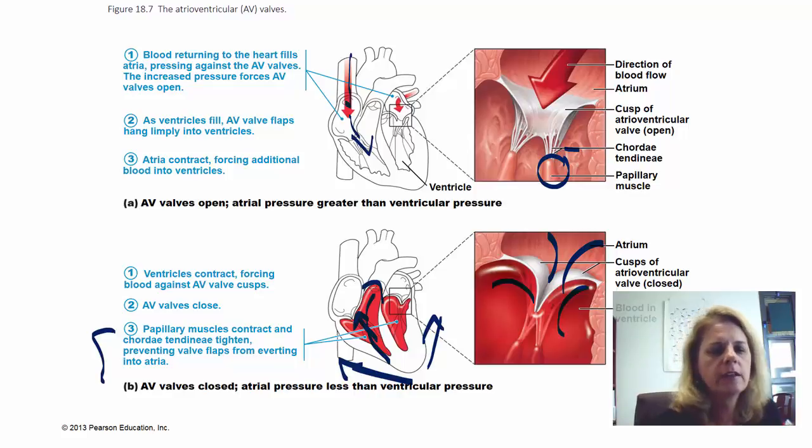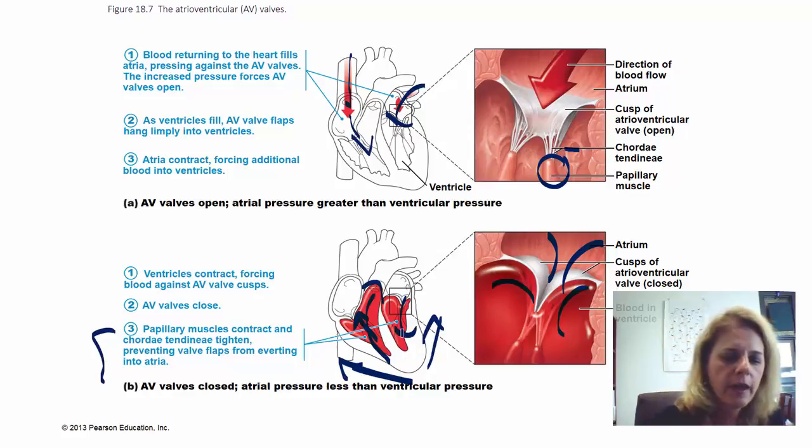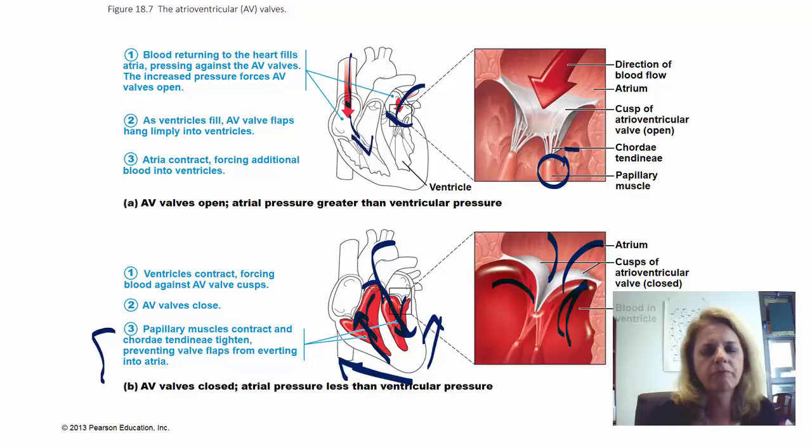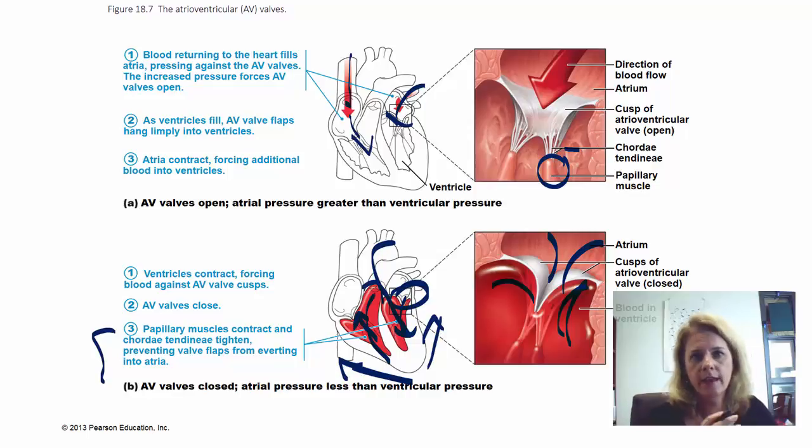Same thing on the left side. So blood falls into the left atrium. It's going to fall into the left ventricle. And then as the left ventricle contracts, it's going to push that blood up and out the aorta. And again, it's going to push against that AV valve and cause it to remain closed. Okay, so that's how the AV valves work.